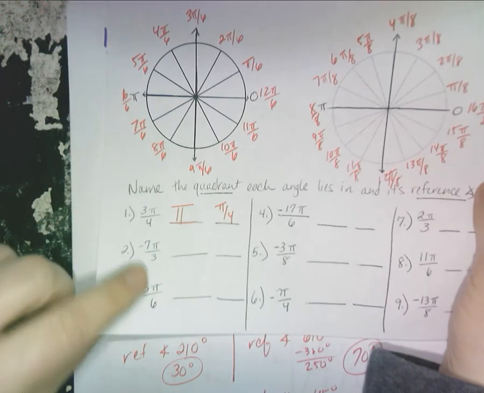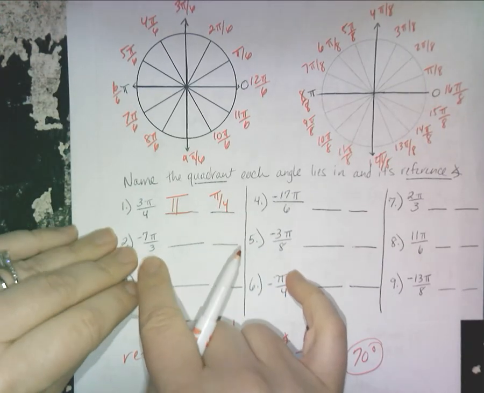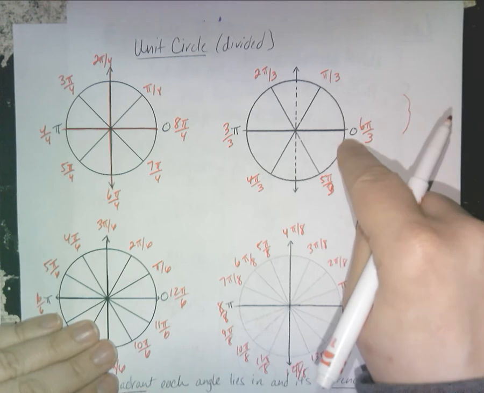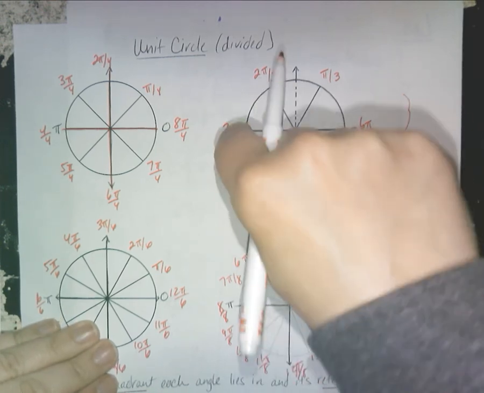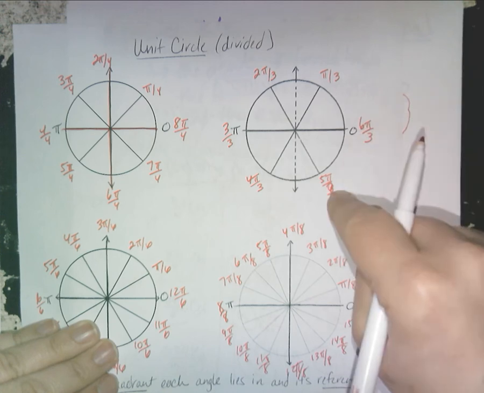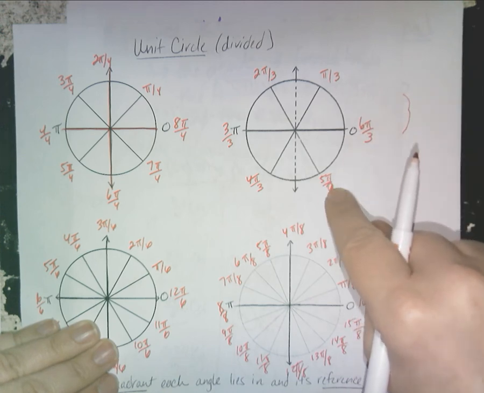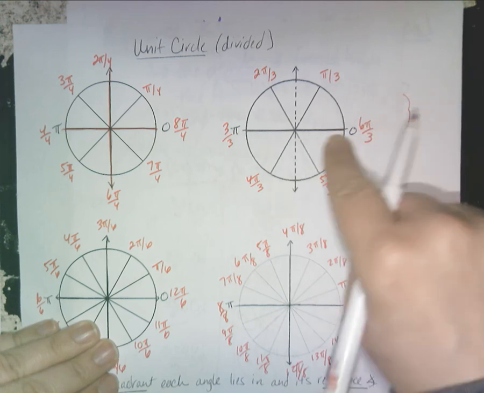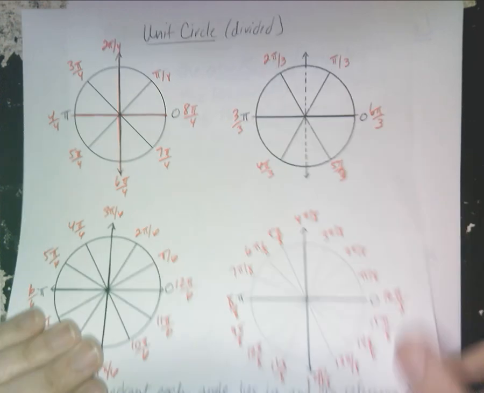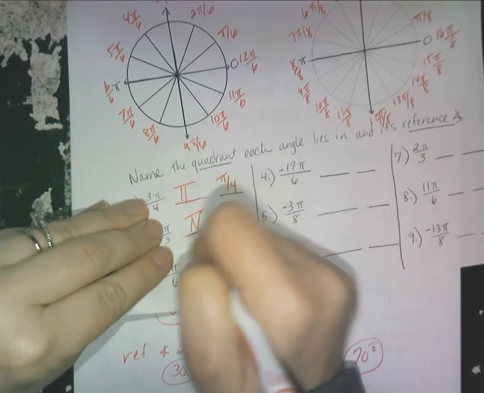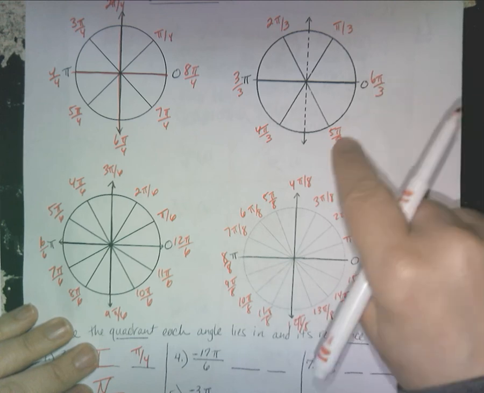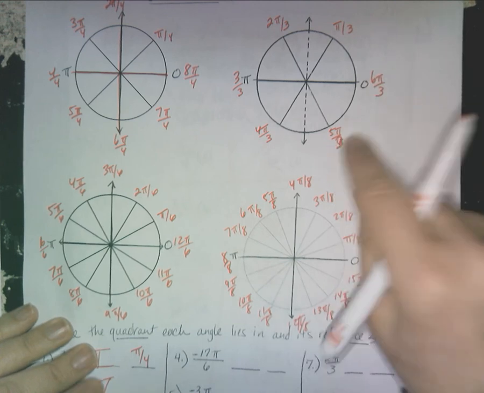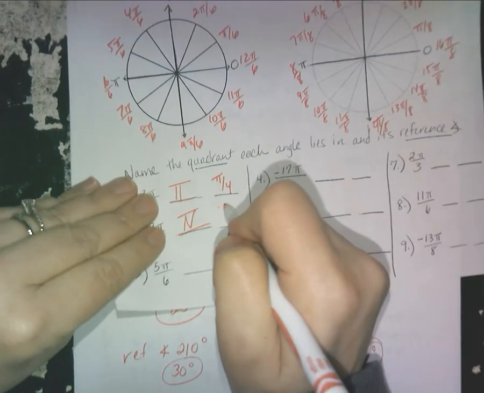Let's do another one. Negative 7 pi over 3. Okay, go to the pi over 3. If I'm negative, that means I go this way, right? So negative 1, negative 2, negative 3, negative 4, negative 5, negative 6, negative 7 pi over 3 is actually 5 pi over 3. What quadrant am I in? Quadrant 4. How far is this guy away from the x-axis? How far? 1 pi over 3. Interesting.